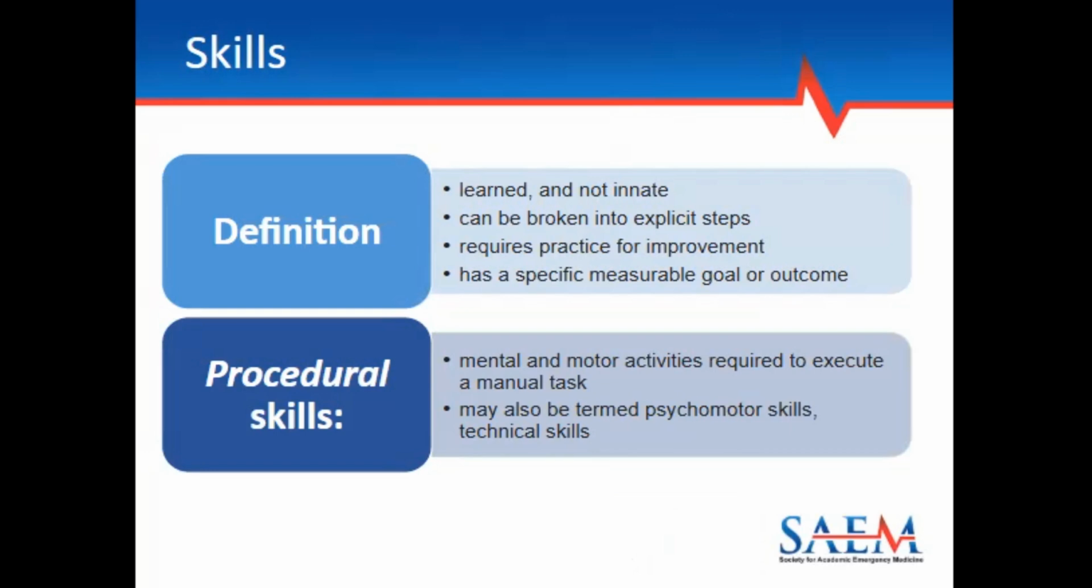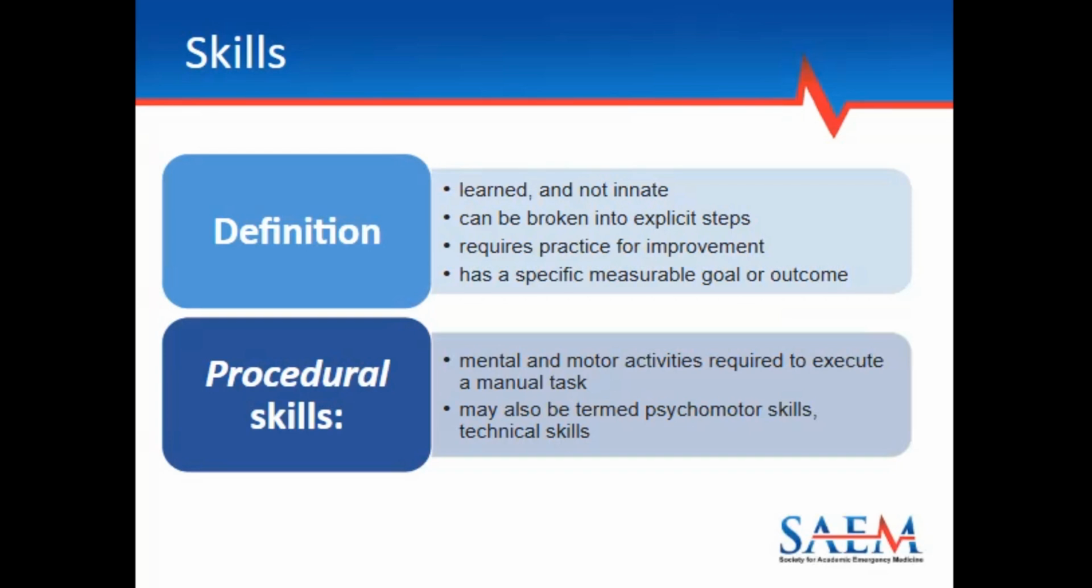First, let's begin by defining skills in general and procedural skills in particular. A skill is a task which is learned. It is not innate to the learner. Furthermore, skills can be broken down into steps, and they require practice for improvement. That practice may be a particular step as well as the skill overall. Skills also have a specific measurable goal or outcome. Procedural skills can be defined as a subset of skills in general. They're defined as a mental and motor activity required to execute a manual task. These can also be termed a psychomotor skill or a technical skill.